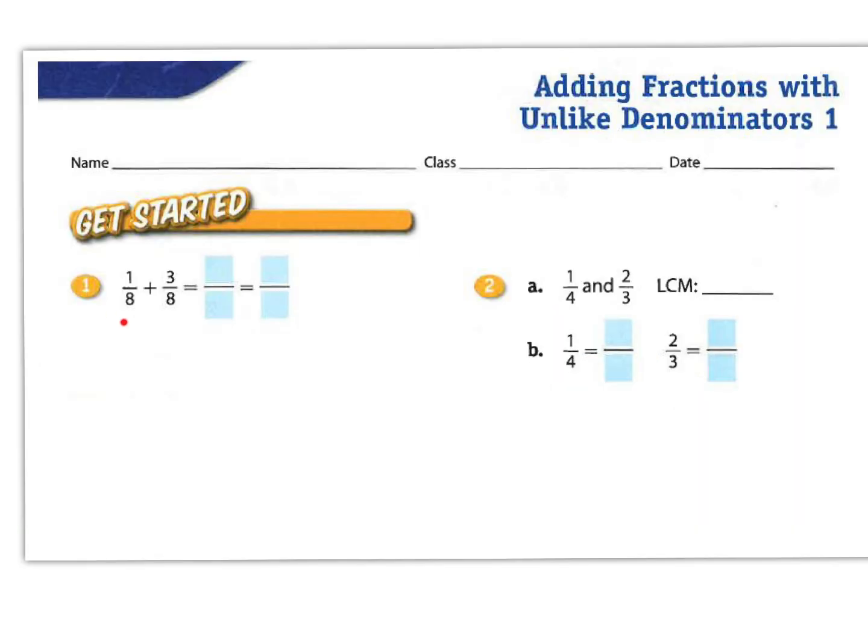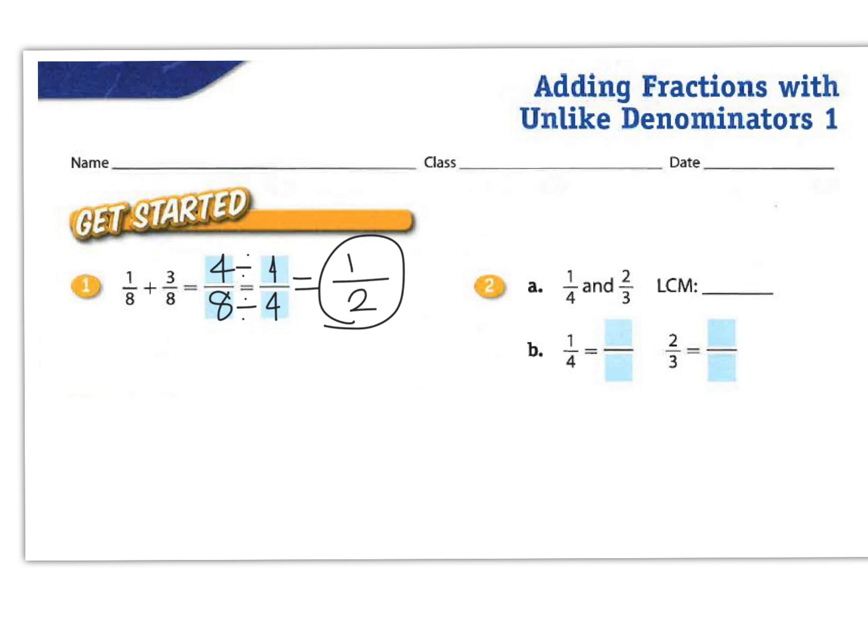All right, getting started. Our lesson today is adding fractions with unlike denominators, part 1. So we're going to do a little review on the getting started part here. Notice that this has common denominators, eighths and eighths. When they are the same denominator, it's nice because then you just get to add the numerators. So 1/8 plus 3/8 equals 4/8. But then we have to make sure to simplify. We can divide top and bottom by 4. And 4 divided by 4 is 1. 8 divided by 4 is 2. So all the way simplified is 1/2.